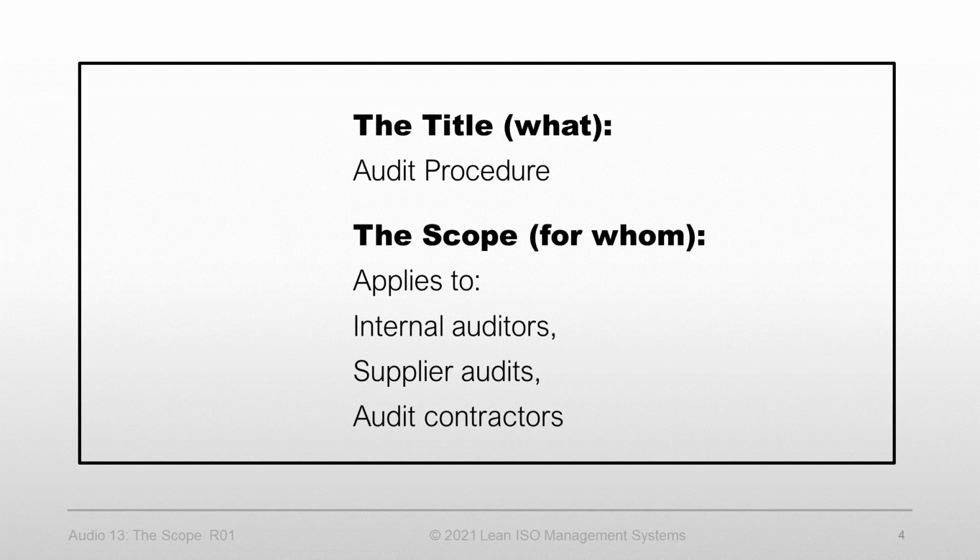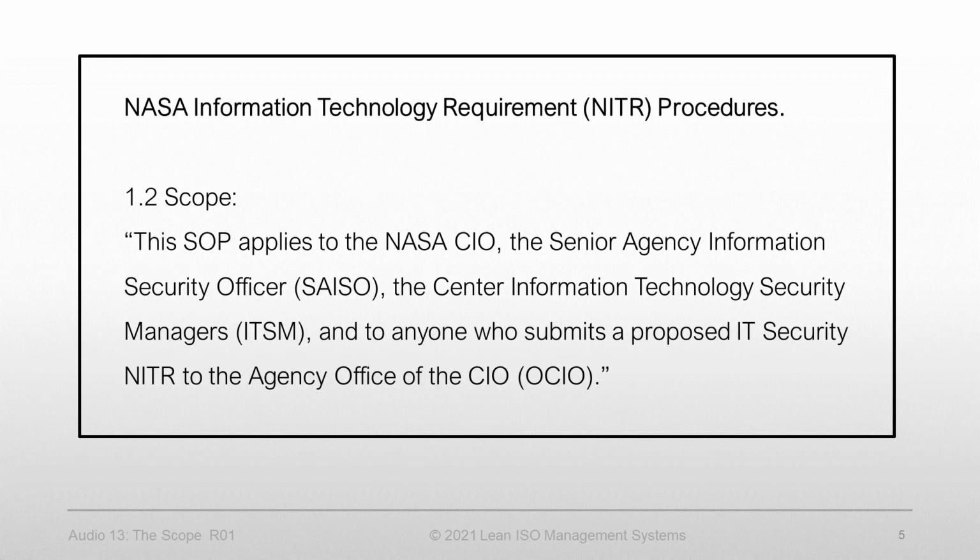For example, ISO 9000:2015, Definitions Element 3.13.5, defines the audit scope as extent and boundaries of the audit. Since there are no other definitions of scope for ISO procedures in the standard, perhaps we can apply the same definition to any process. Here's an example of a good statement of scope. NASA Information Technology Requirement, NITR Procedures.